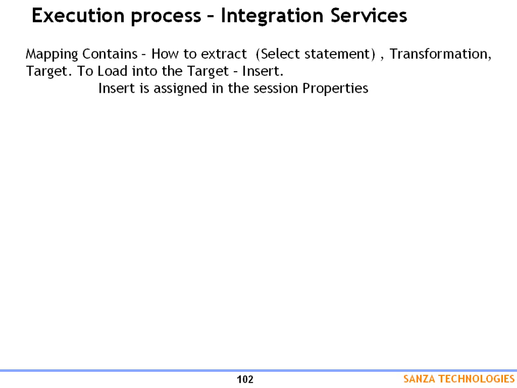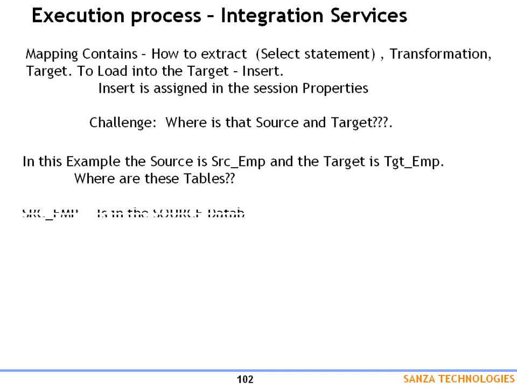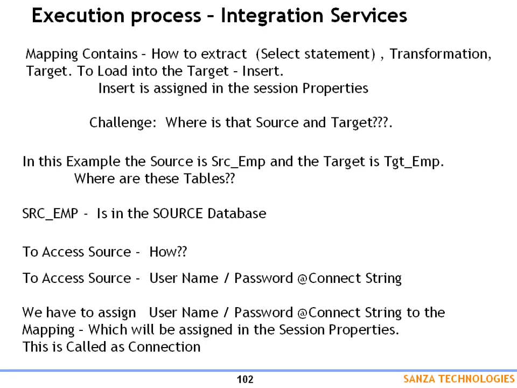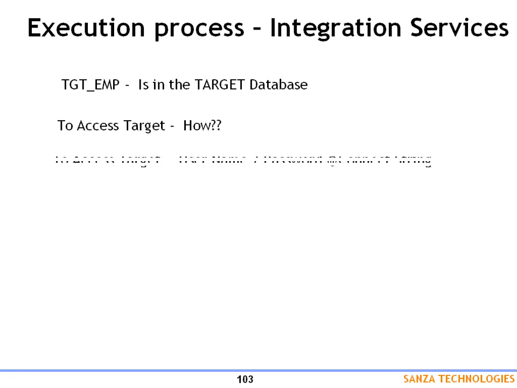So the challenge is, where is that source? For that we need to create a connection. To connect the SRC_EMP table and the TGT_EMP table, the integration service should know where they are. So we'll create a source connection to the database, in the connect string connection, using username, password and the connect string, and then in the mapping tab of the session properties, you will assign that connection. The same way you do it for your target, then you assign the connections.